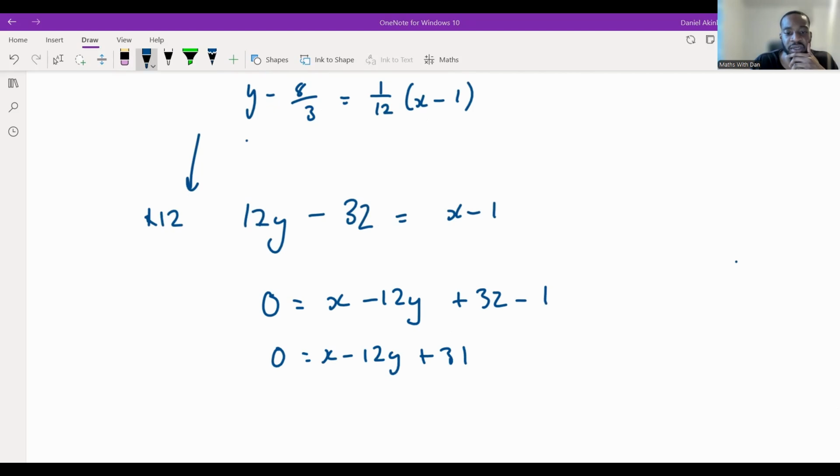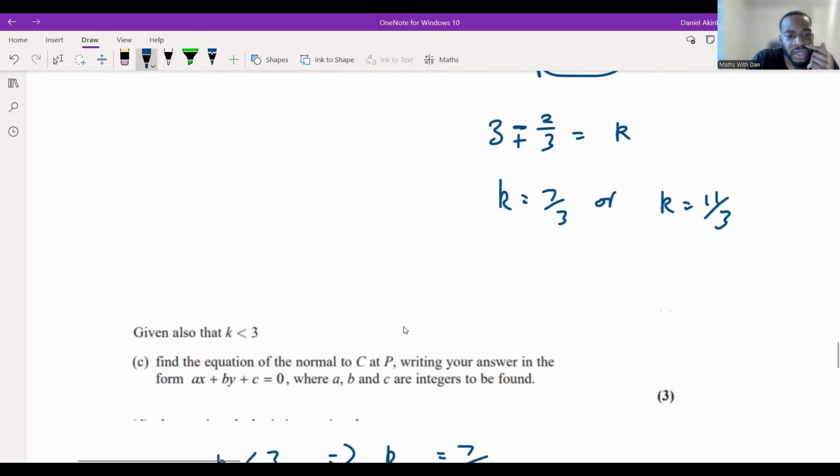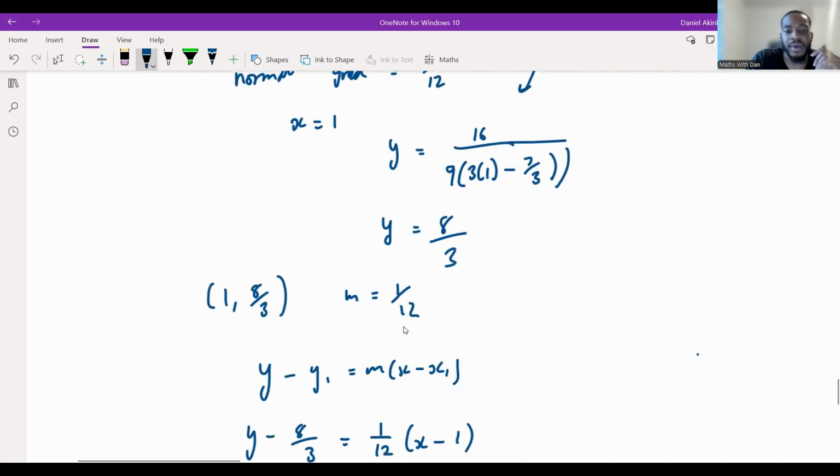Which way did they do it? Let me just check. Oh, okay, they've got it the other way. I'm just looking at the answer. Doesn't matter though, because it didn't actually say a specific form. Let me just check. ax plus by. Yeah, it doesn't matter.